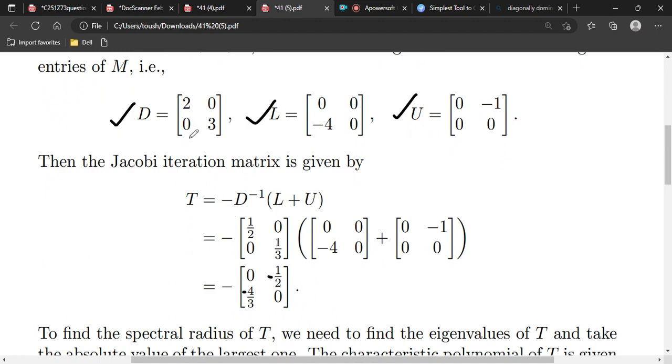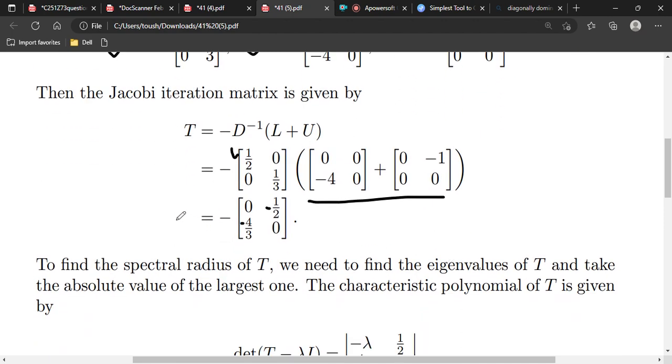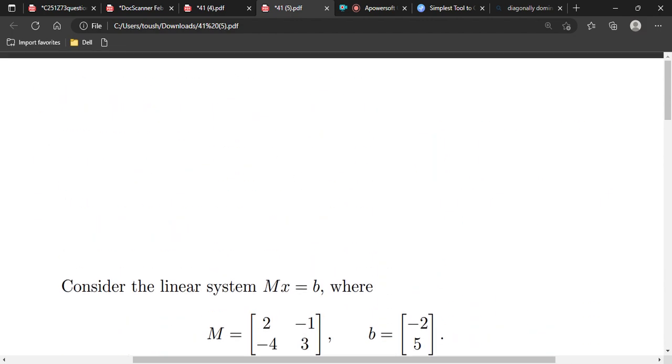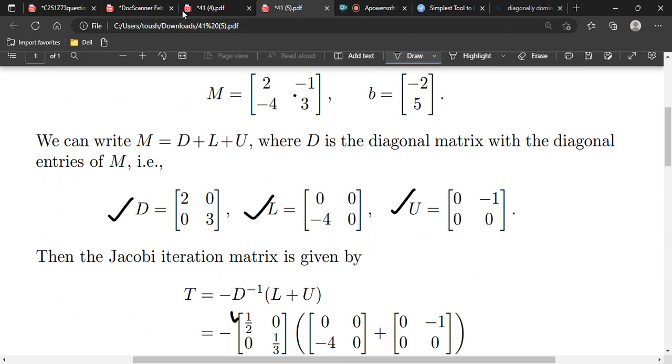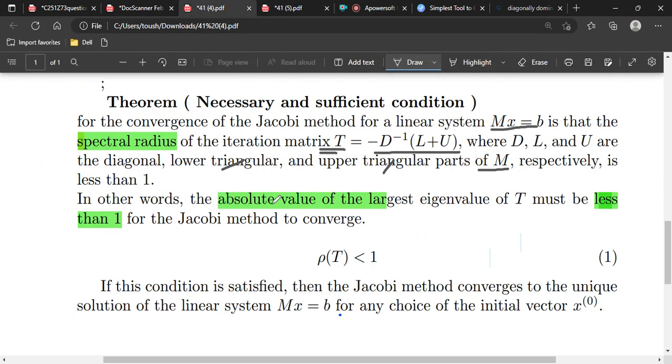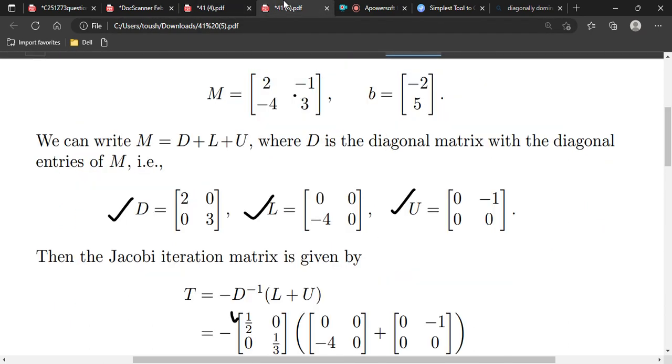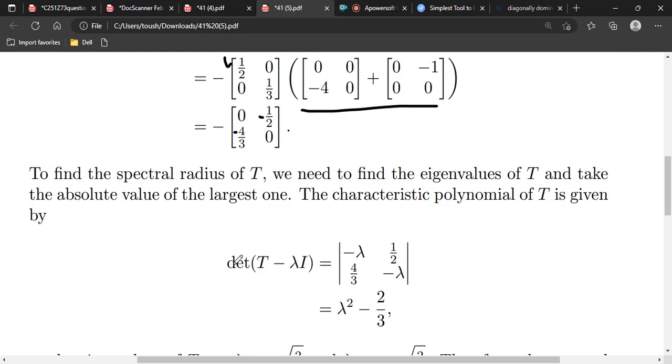So if this is D, then D inverse will be what? 1 by 6, 3, 0, 0, 2. So 1 by 6. That means this will be your D inverse. You can do this by yourself, and this will be L plus U. After this, you can calculate the matrix T. The matrix T will be this. Okay. So now what does the statement say? The statement says you have to check the eigenvalues of this matrix. So now you can find the eigenvalues of this matrix T, right?